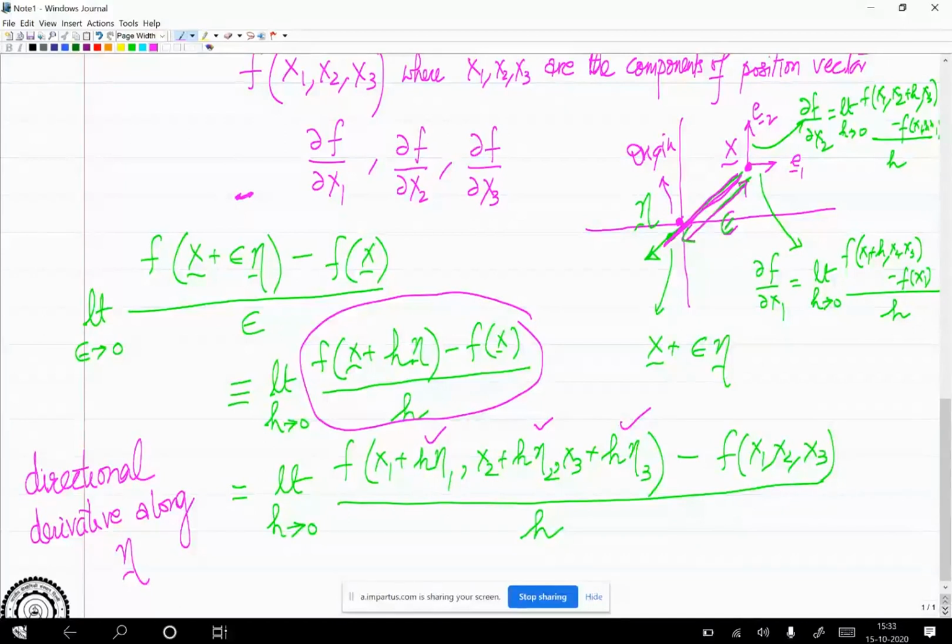And sir, this eta is not a unit vector, right? Eta need not be a unit vector, yes.